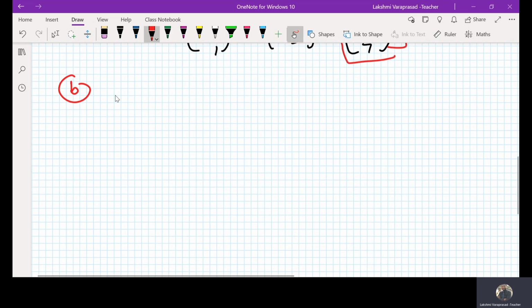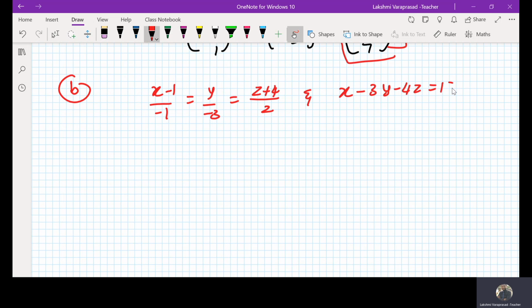So what is the question B going to be? The line is (x minus 1) by minus 1, y by minus 3 and (z plus 4) by 2, and the plane equation is given as x minus 3y minus 4z is equal to 1. This is the line equation in Cartesian form, and this is the plane equation. We have to see whether they intersect, or if they do, what the intersection point is. The concept is the same.